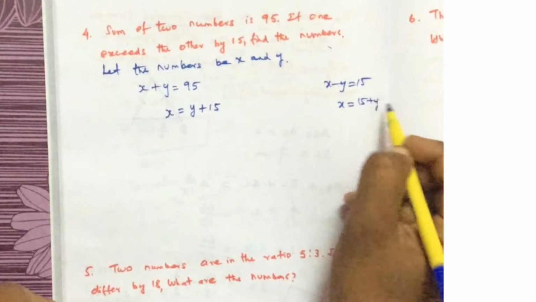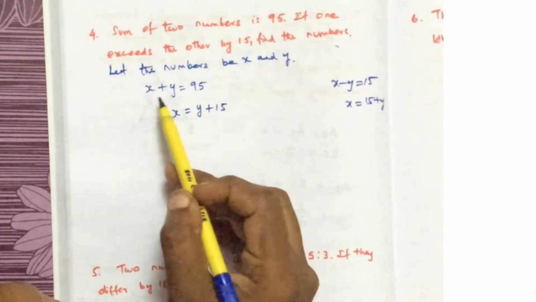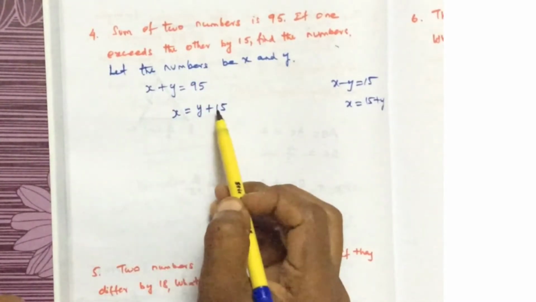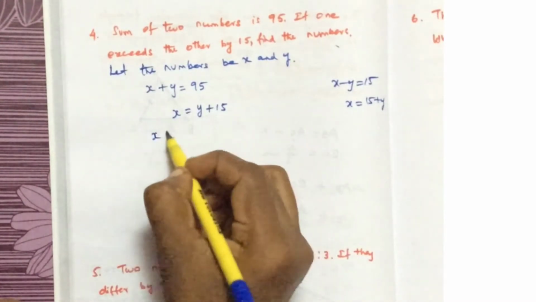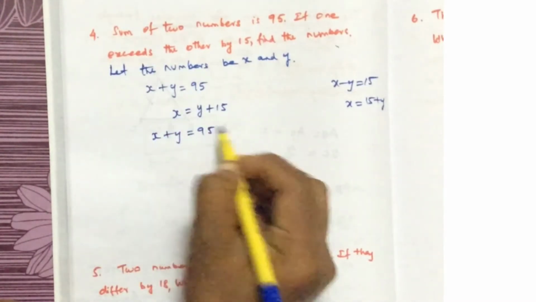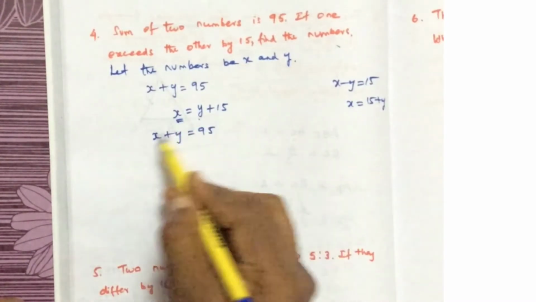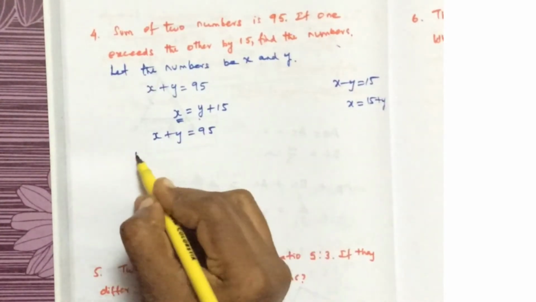So 15 plus y. Either way you can think. Now, here there are two equations. From the second equation, you know x is y plus 15. So from x plus y equal to 95, I know what this x is. x is y plus 15, so instead of this x, I can substitute y plus 15.